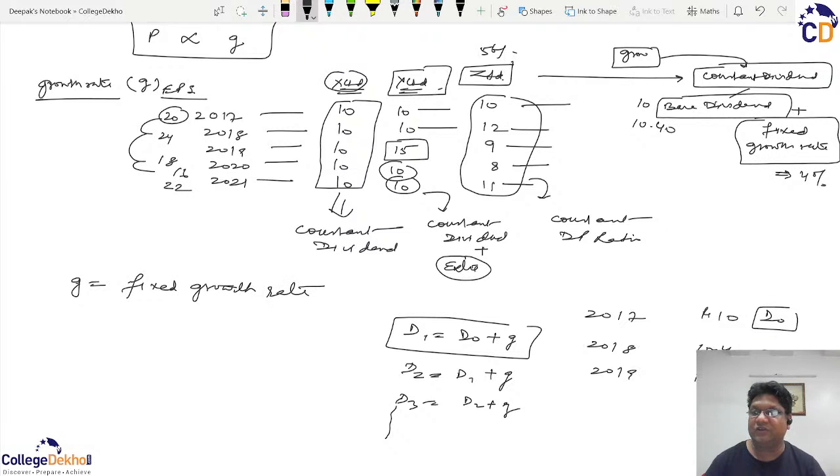It denotes a fixed growth rate of dividend each year on the earlier dividend declared.